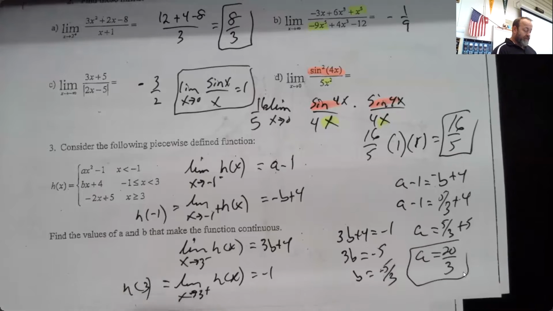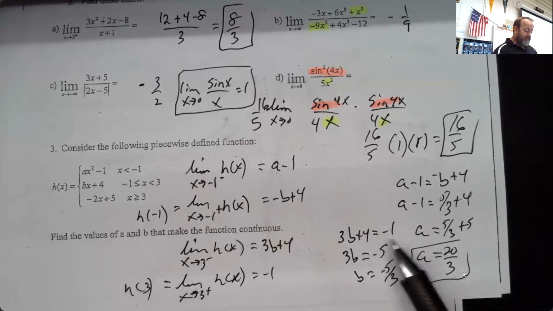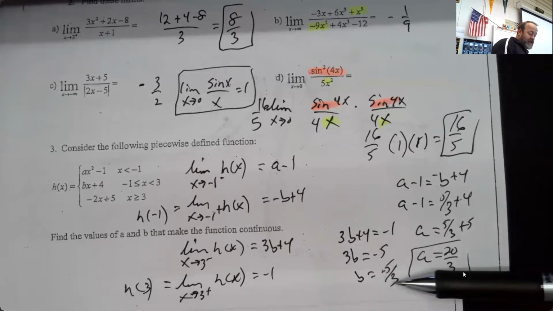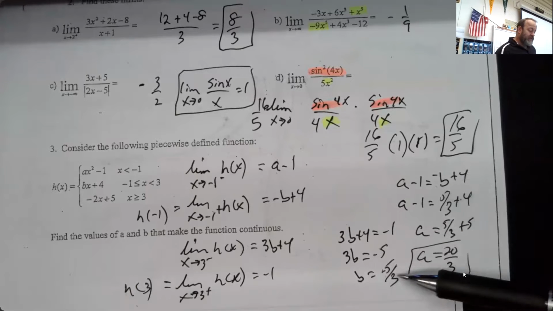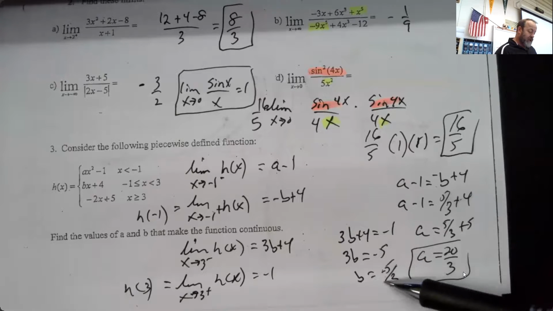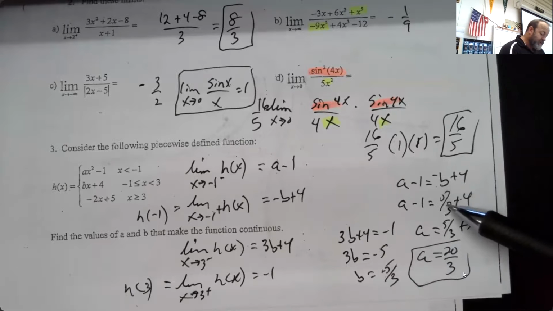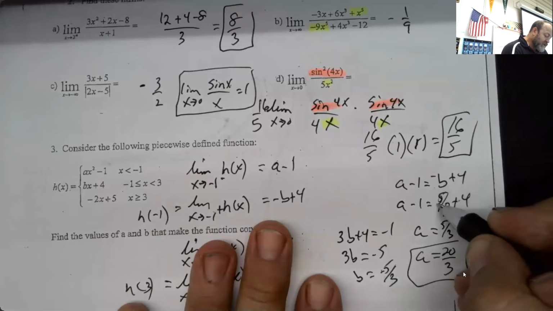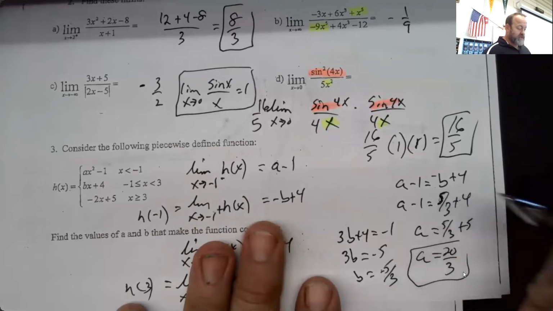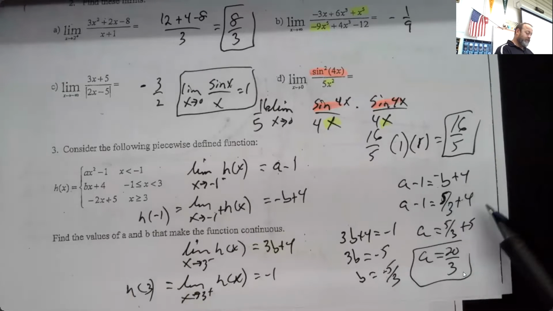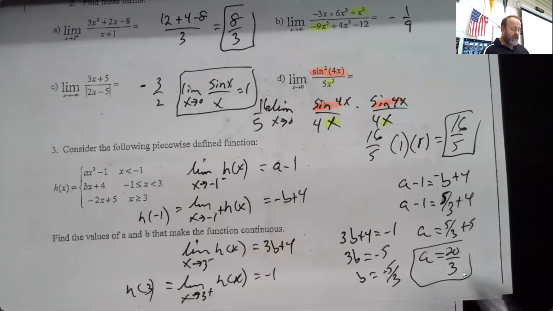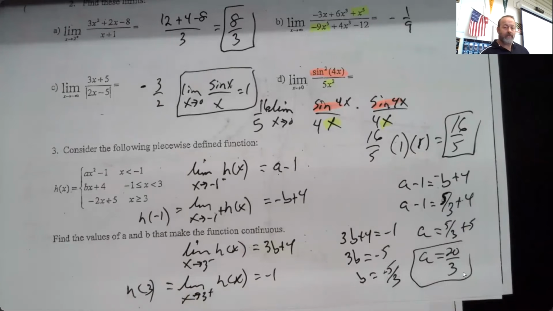So if you kept going, 3b would be -5. I just brought the 4 across and divided. And since I had this equation up here, I did just a very small amount of manipulation, and I just took the negative b that was here and I replaced it with -5/3 and just did some very, very simplistic simplification, added the 4 with the 5/3, moved the 1 across, and I ended up with a being 20/3.